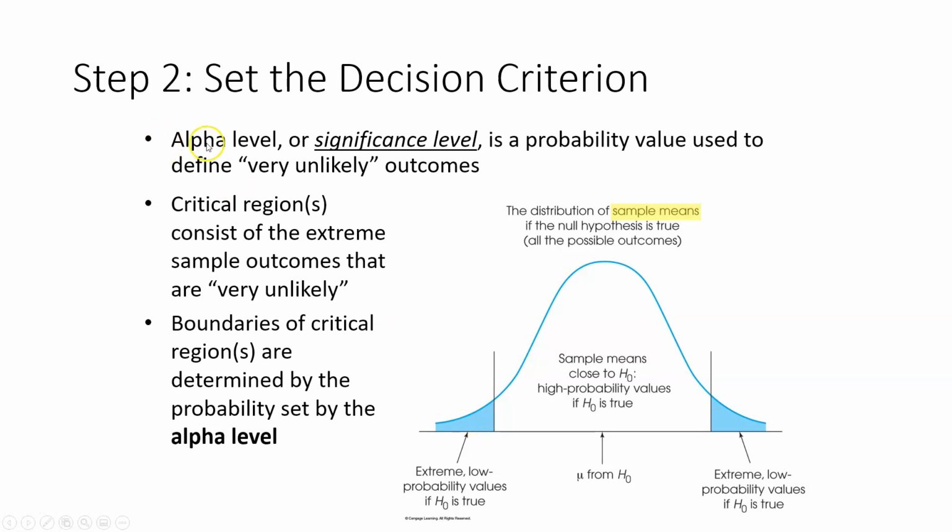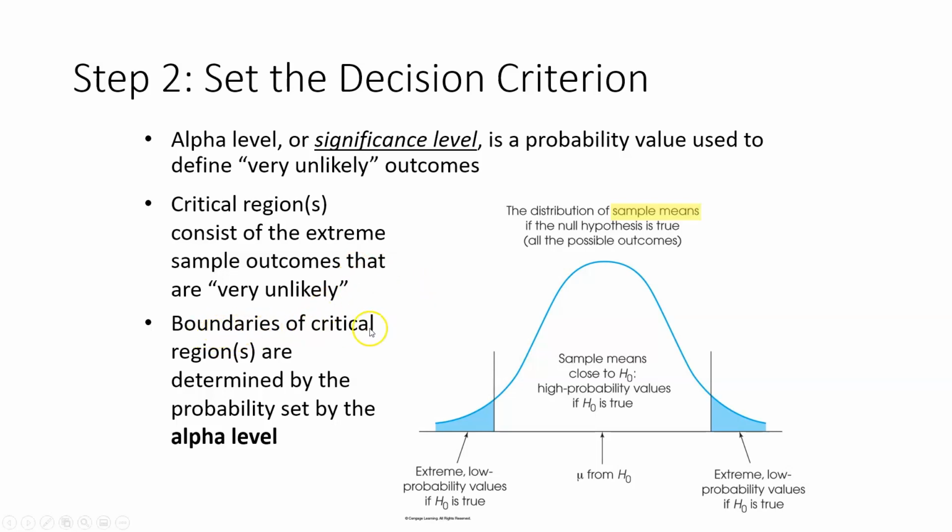So, the alpha level, or the significance level, is a probability value that we use to define what these blue tails, these very unlikely outcomes, are. The critical regions, those blue shaded tails, consist of the extreme sample means that are very unlikely to be obtained if the null hypothesis were true and the electrical stimulation really didn't work.